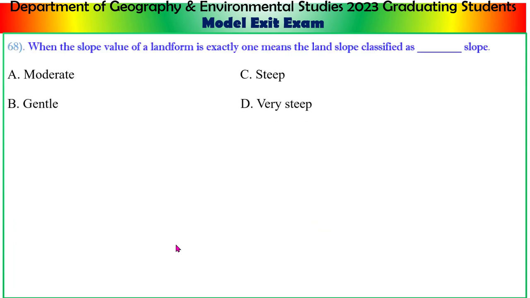Question 68: When the slope value of a landform is exactly one, the land slope is classified as blank slope: A, moderate; B, gentle; C, steep; D, very steep. The answer is steep.